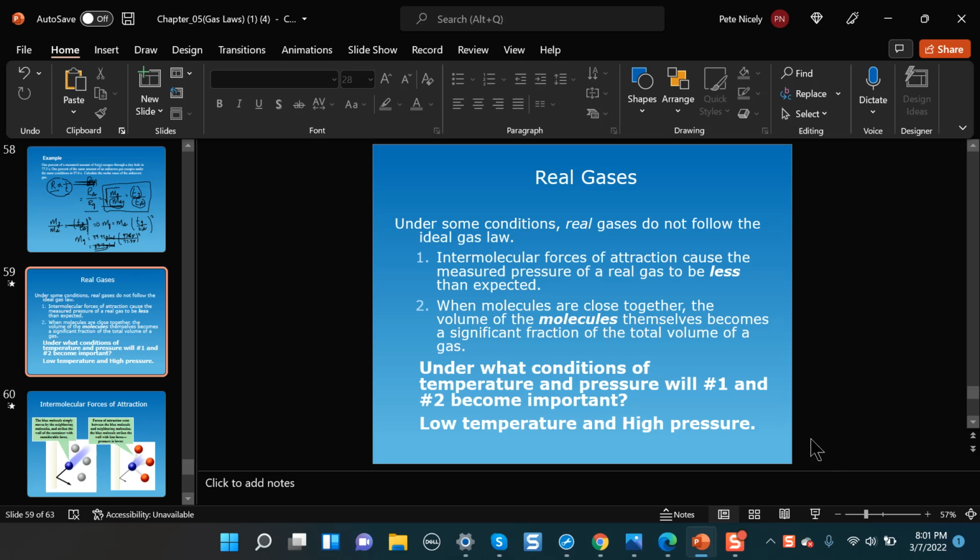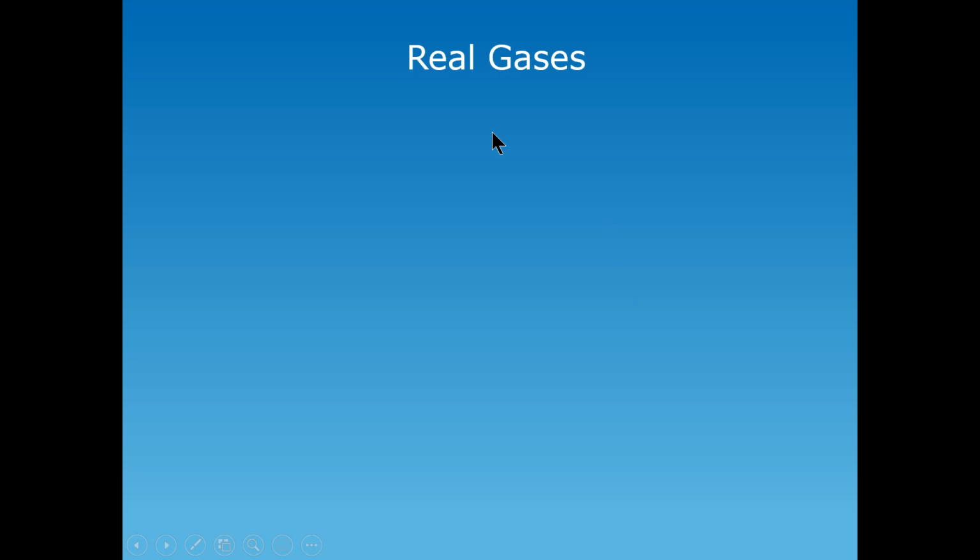Now we're going to talk about the difference between ideal gases and real gases. All along in this chapter, we have been assuming that the gases in all the questions and all the examples that we have looked at were ideal gases. Basically, ideal gases are gases which obey the ideal gas equation, the PV = nRT equation.